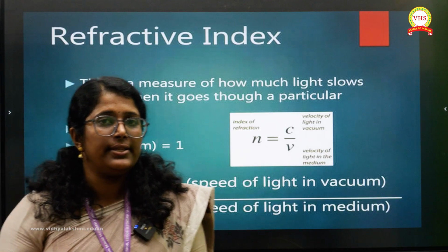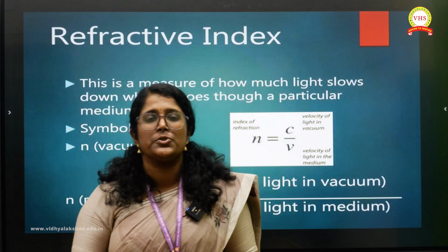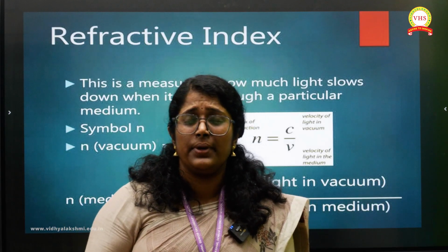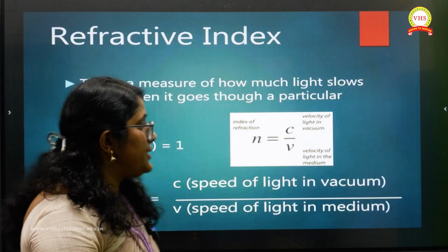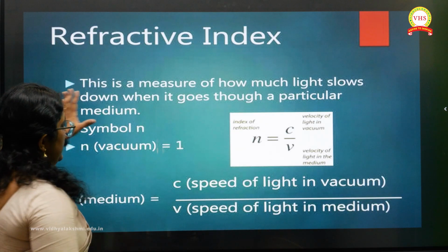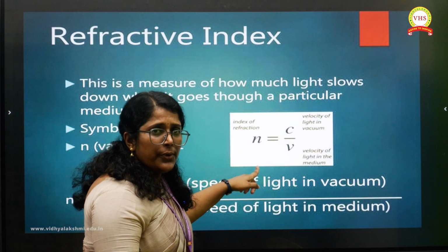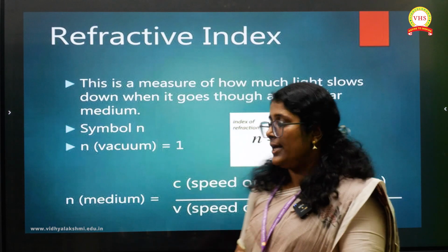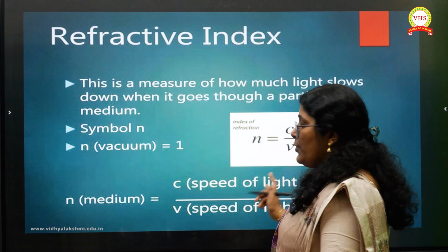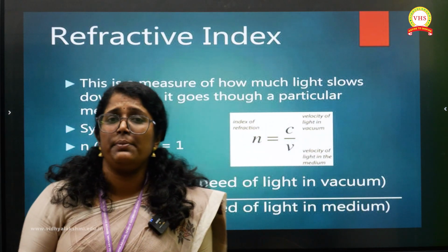Now another basic equation for refractive index, in terms of velocity of light, which is very simple and very important for many MCQs and numericals. What is it? Refractive index, N or mu, is C by V. What is C? C is the velocity of light in vacuum, or speed of light in vacuum, and V is the velocity of light in any medium.